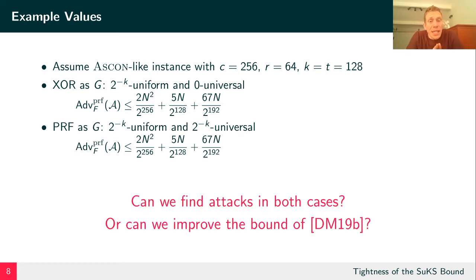Now the question is, how good is this bound? How good is the bound that we derived 3 years ago? Can we find attacks in both cases? Can we find attacks that match these bounds? Or can we maybe improve the bound of 3 years ago? And in this work, we investigate this problem. And in detail, we find attacks matching the bounds.